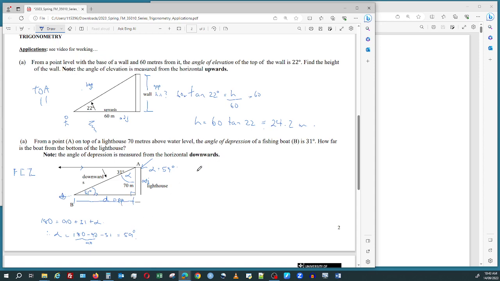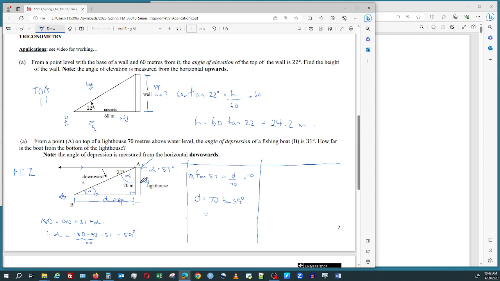We can do tan 59. So I'll do both just to show you the difference, because I'm interested in you being relaxed about things. So if we do tan, TOA, 59, it will be opposite D over 70. And then that's just a very straightforward computation, isn't it? So D will be equal to 70 tan 59. So that'll be your D.